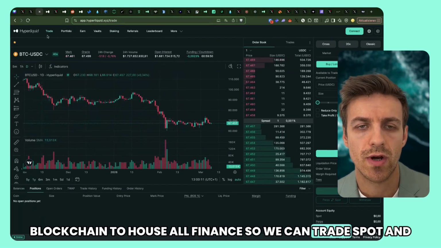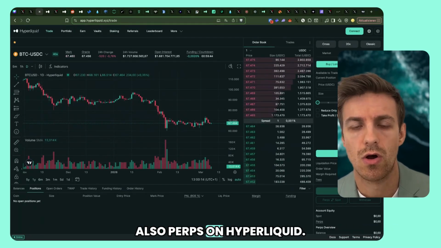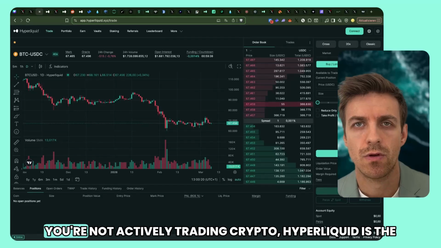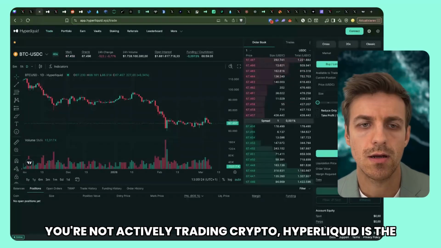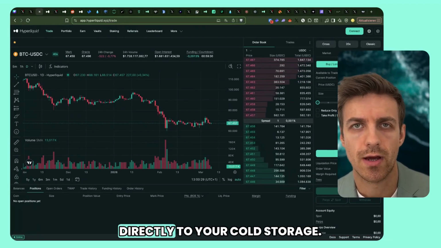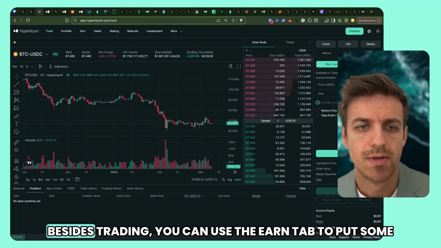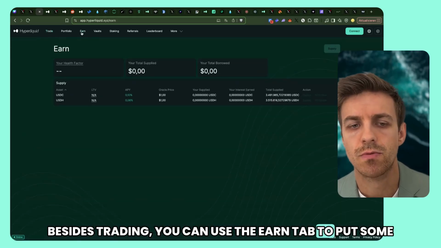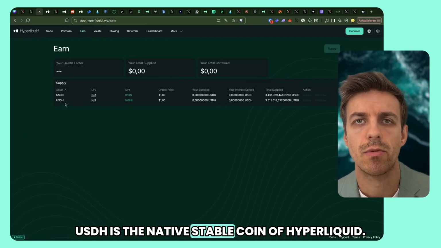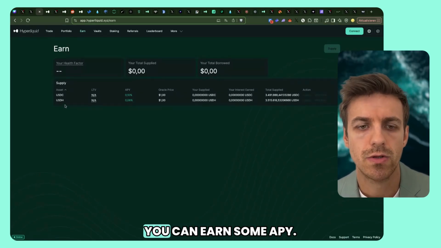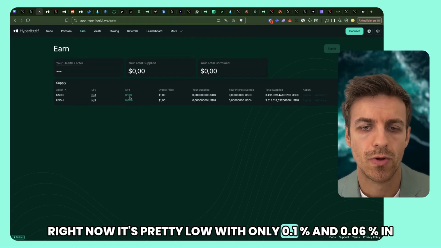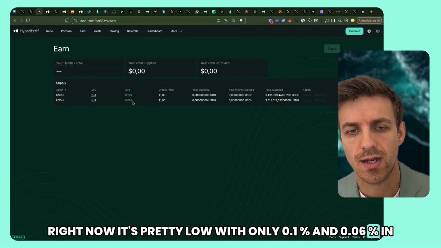So we can trade spot and also perps on Hyperliquid. It's important to notice the spot part, because even if you're not actively trading crypto, Hyperliquid is the best venue for you to buy spot crypto and withdraw it directly to your cold storage. Besides trading, you can use the Earn tab to put some USDC and USDH. USDH is the native stablecoin of Hyperliquid. You can earn some APY. Right now, it's pretty low with only 0.1% and 0.06% in APY.